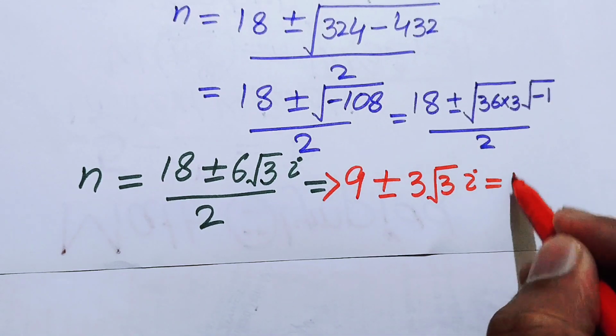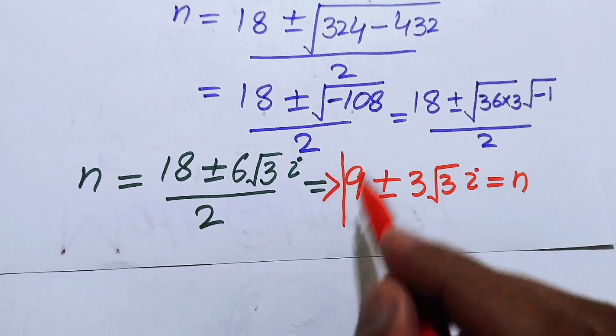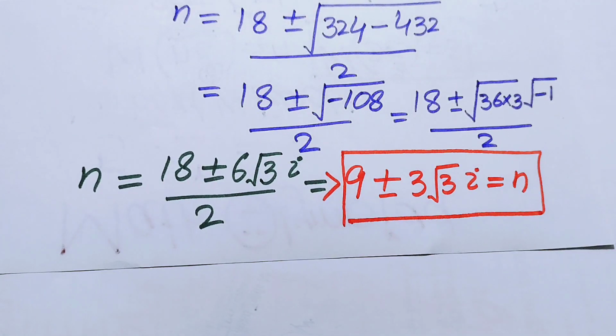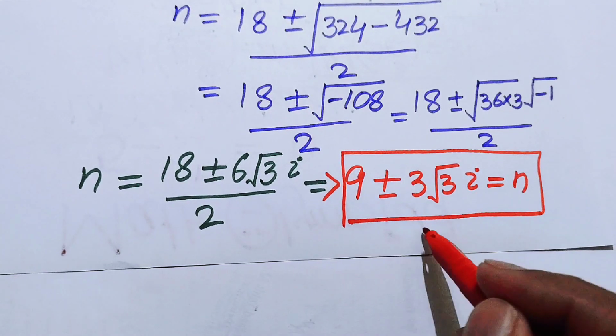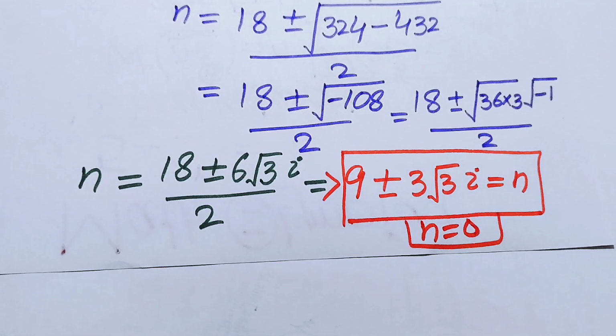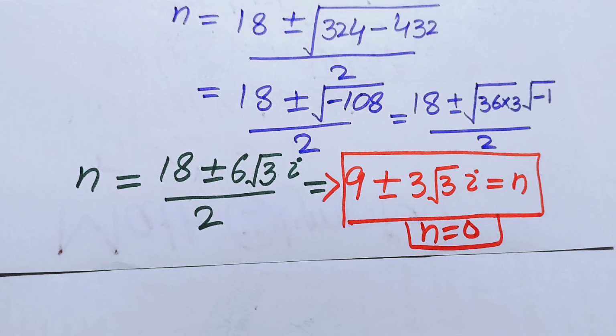So these are the other two roots of the given problem, and our third root is n equals 0. So these are the three roots of the given problem, and this is our final answer of this problem.